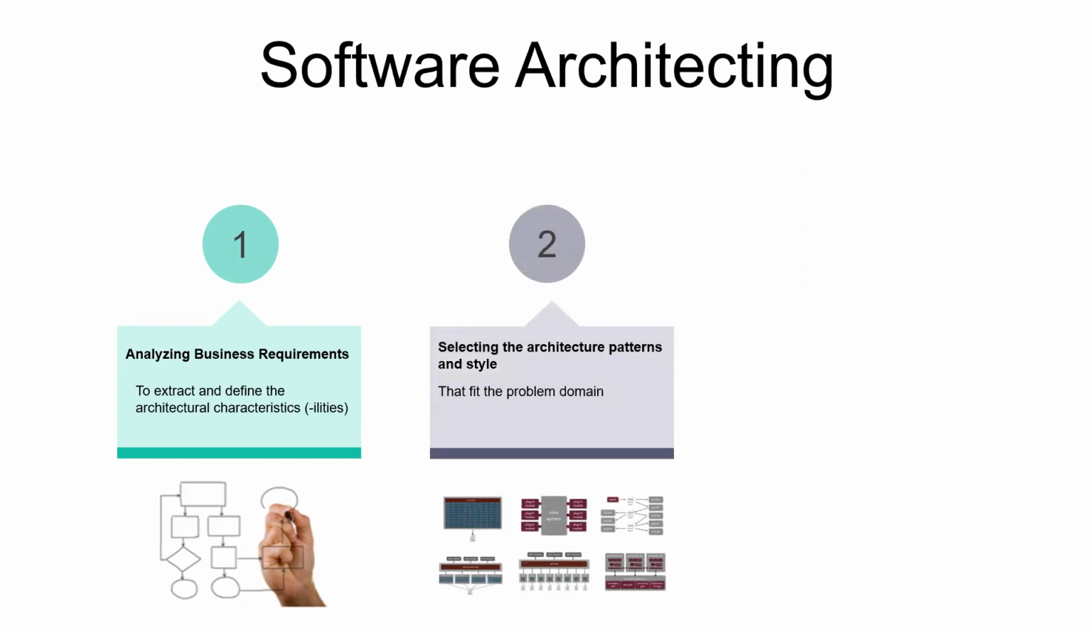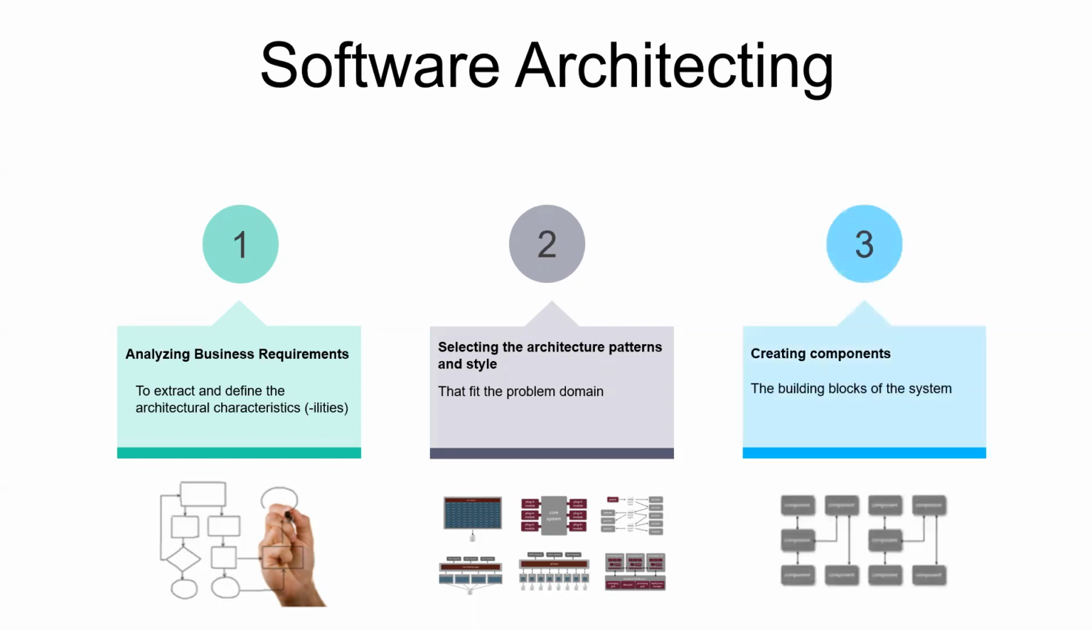The second activity concerns the selection of the architecture patterns and styles that would fit the problem domain we are working on. Remember one thing? Choosing the right architecture style is very useful to ensure the entities of the system. And once the architecture style is defined, the architect begins creating the needed components, the building blocks of the system.